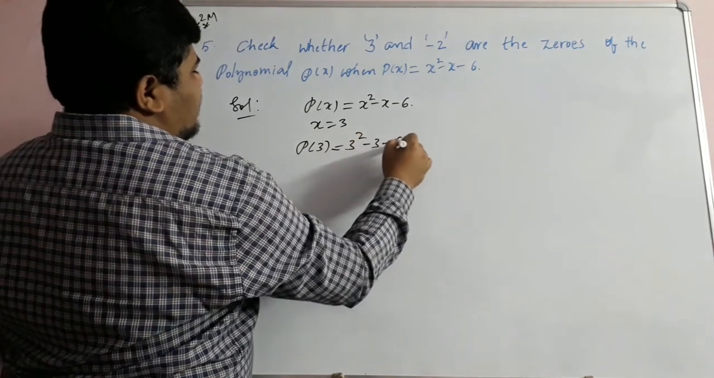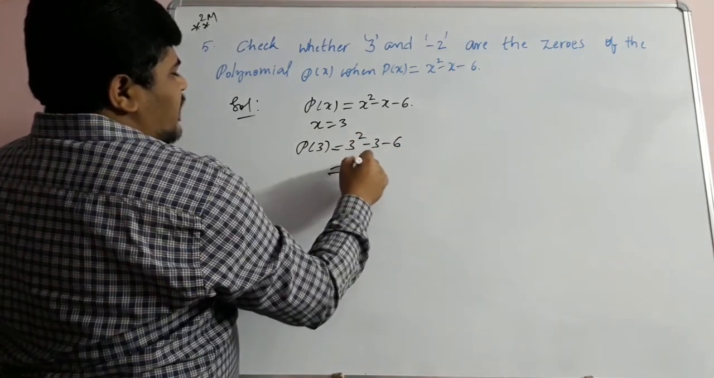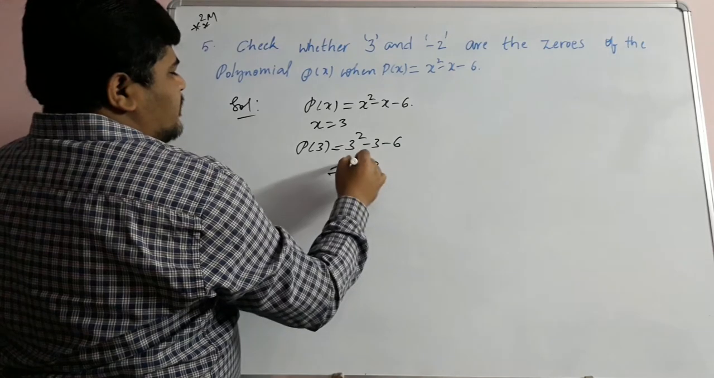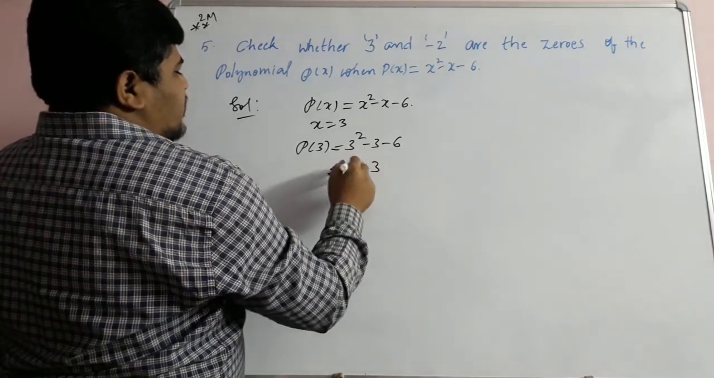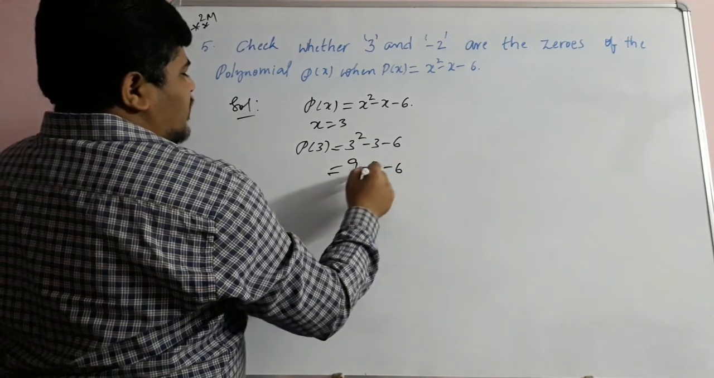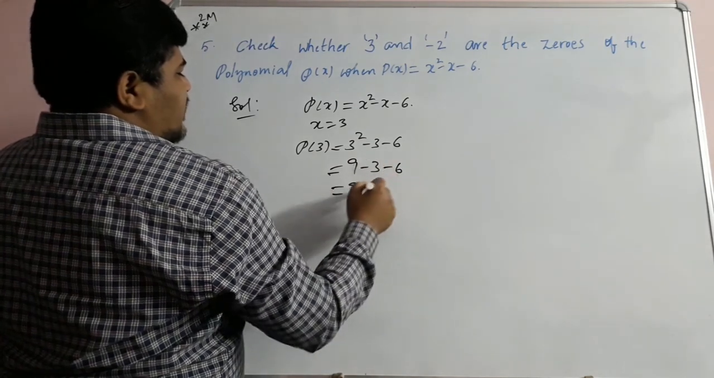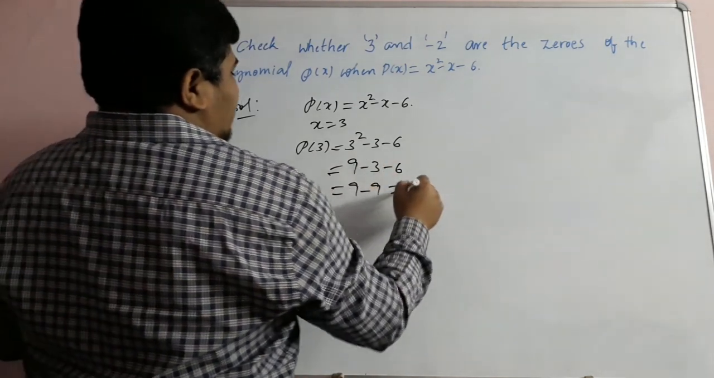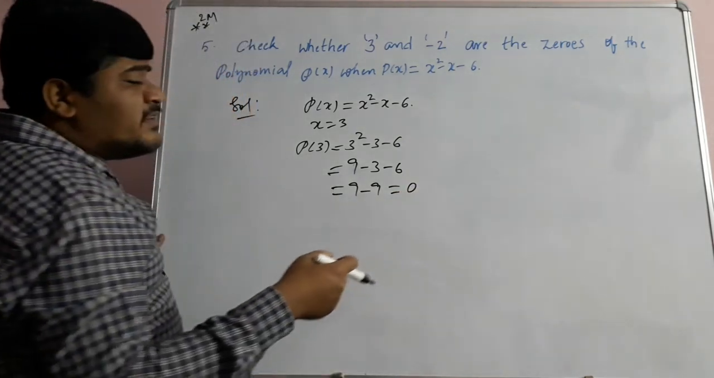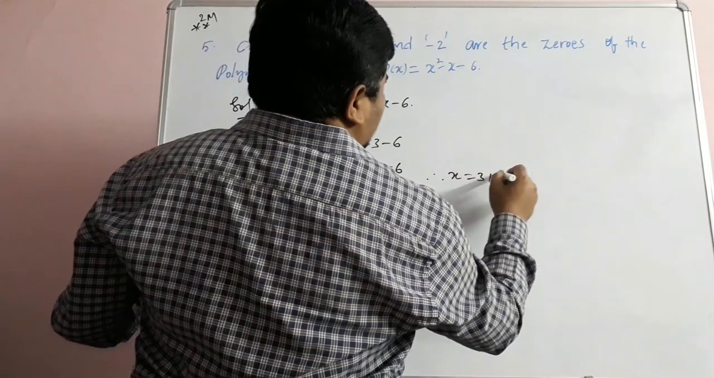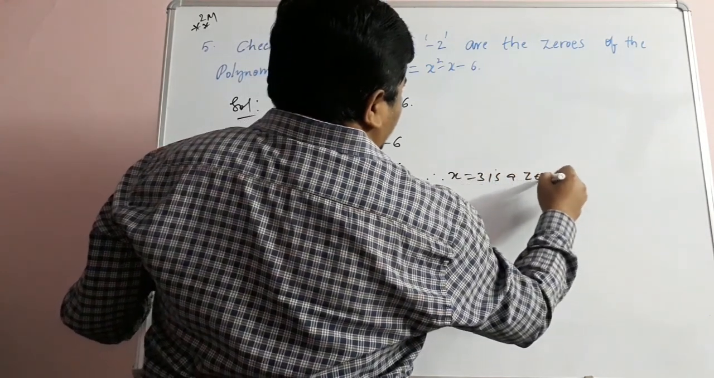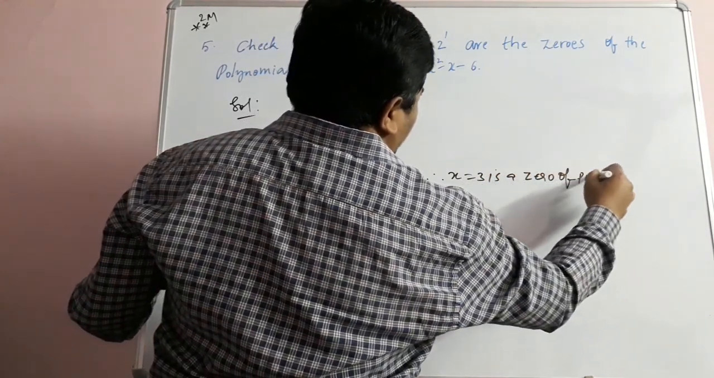3 square minus 3 minus 6. So, what are you getting? 3 square is what? 9. 9 minus 3 minus 6. Both are negative. You can add these and take the minus symbol. 9 minus 9 is what? 0. So, children, here x is equal to 3 is giving us 0. Therefore, x is equal to 3 is a zero of P of x.